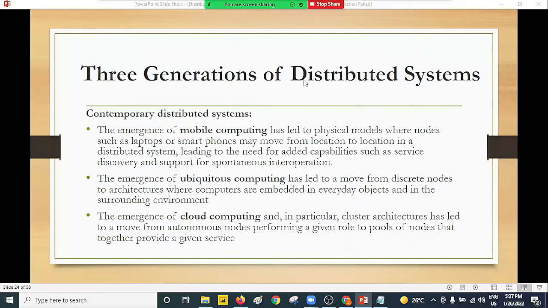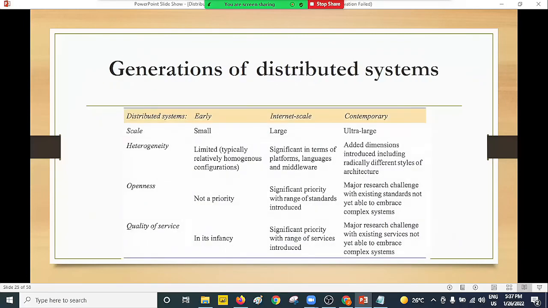Perfect. So those are the generations of the distributed systems that we can actually talk about as far as the physical model is concerned. So in a nutshell, you can say the characteristics that were adopted in the different generations. In the early distributed systems, the scalability was really not that large, it was small, and so on.